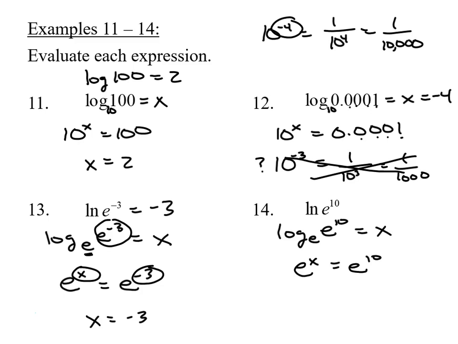And that's exactly like we had over here. So you can kind of see this is going to be a property eventually that we're going to try to just remember and use. That if you take natural log of e to a power, it's just equal to that power. So in this case, x is 10. So natural log of e to the 10th is just 10.